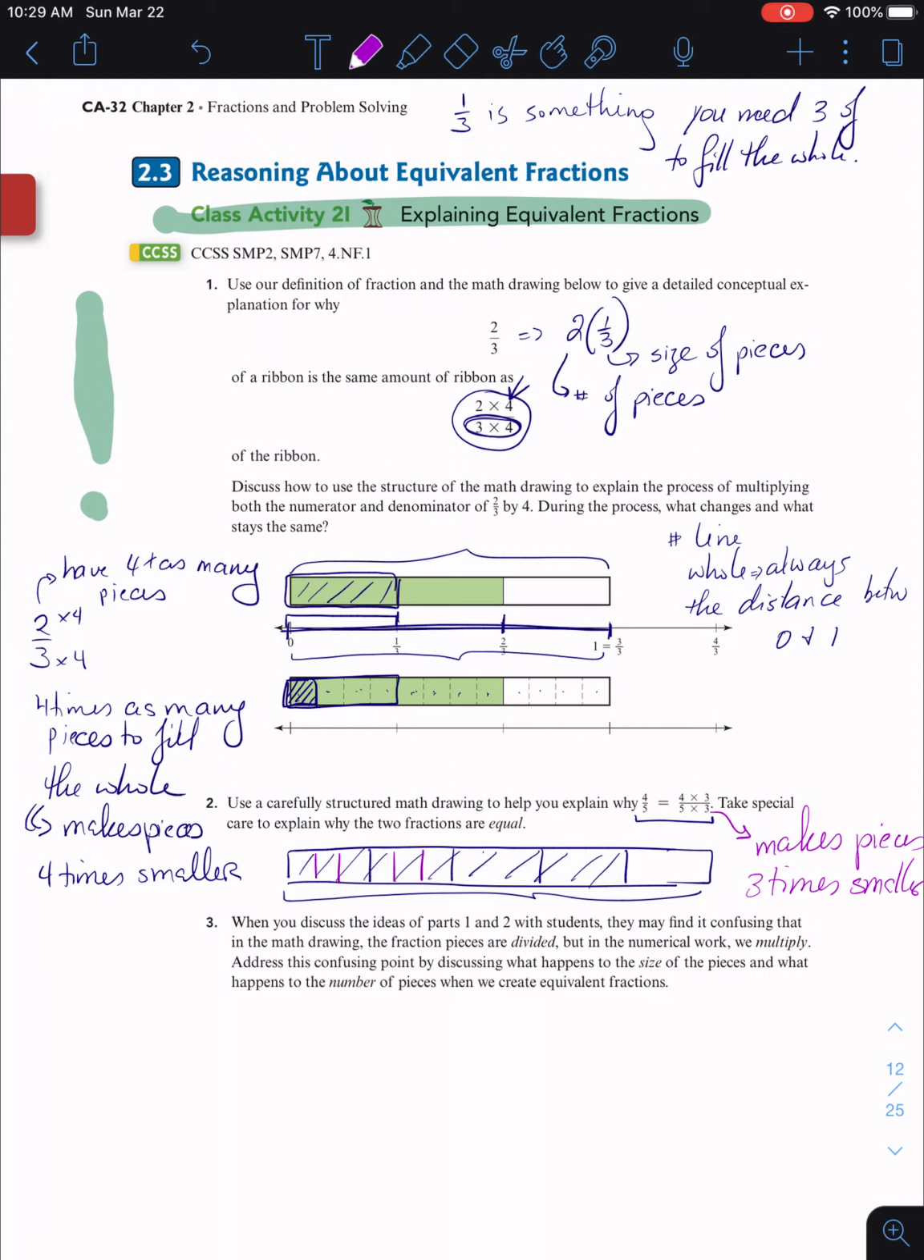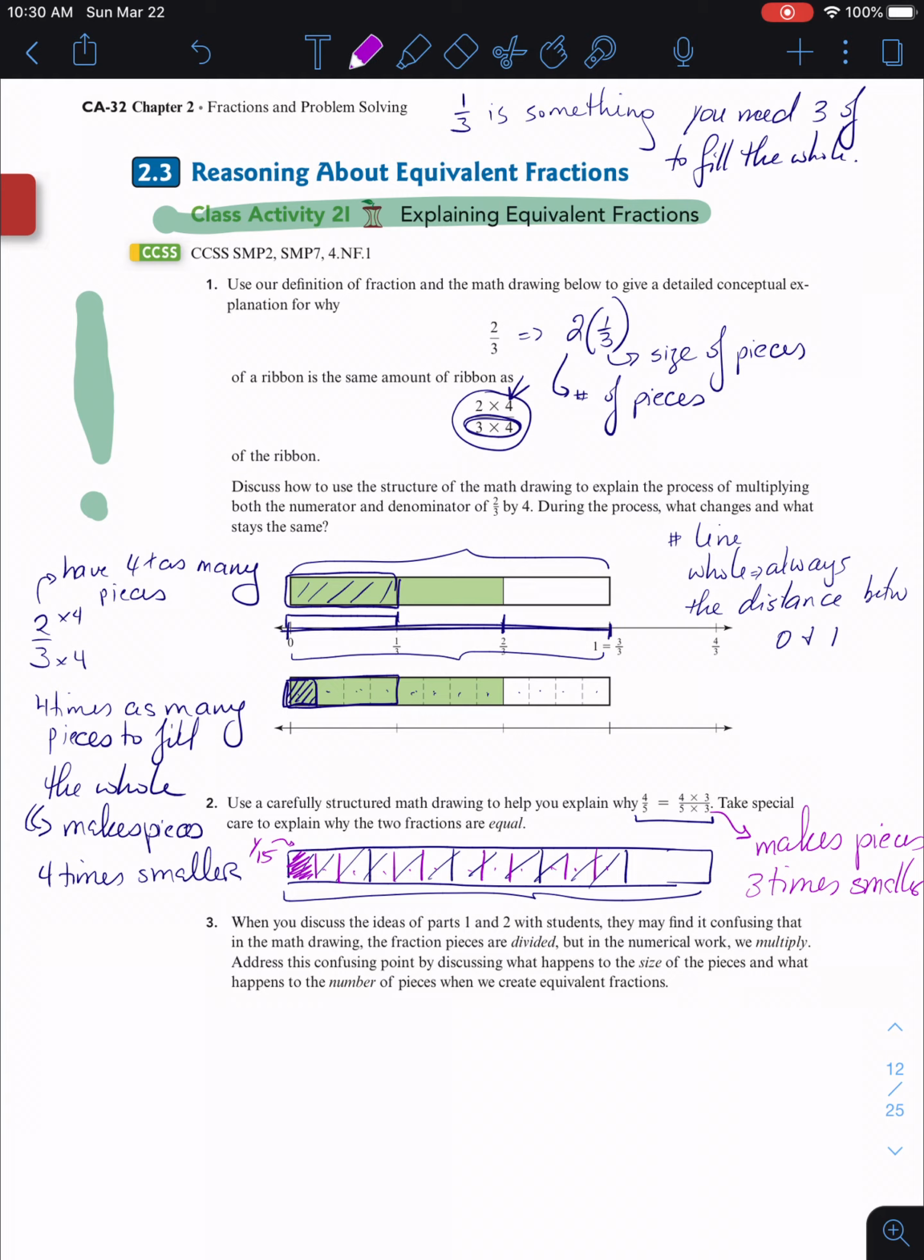So if you make the piece 3 times smaller, now it's going to be this piece. So that's our 1/15. Now, you need 15 of them to fill the whole. Now, how many of them will you need to fill the shaded space? Well, you had 4 large pieces. If the pieces are now 3 times smaller, then you will need 12 pieces to fill the shaded space. Let's check. 1, 2, 3, 4, 5, 6, 7, 8, 9, 10, 11, 12.